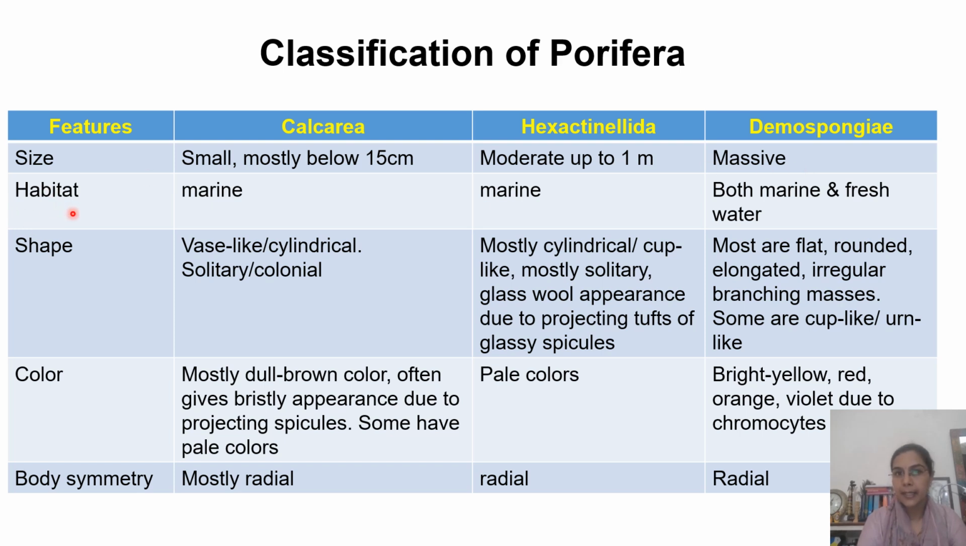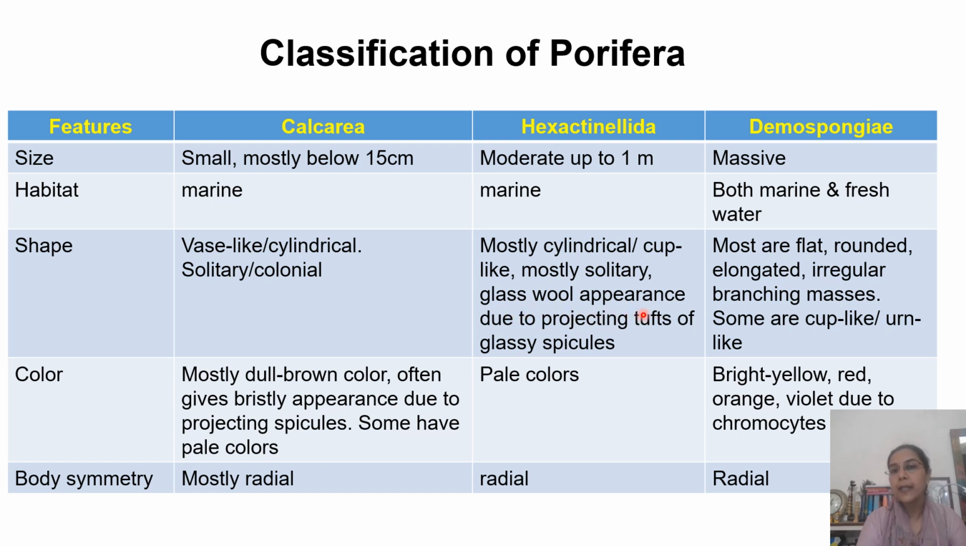If we talk about the habitat, the Calcarea and Hexactinellida are marine. They are present in the seawater. Whereas Demospongiae can be present both in the shallow marine water as well as in the fresh waters. If we talk about the shape, the Calcarians may be vase-like or cylindrical. They are usually solitary, although they can form colonies as well. If we see Hexactinellida, they are mostly cylindrical or cup-like. They are mostly solitary, and another very important feature is that they give a glass wool appearance.